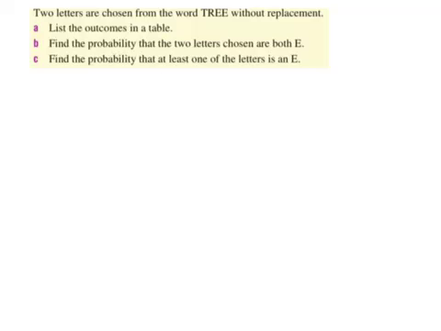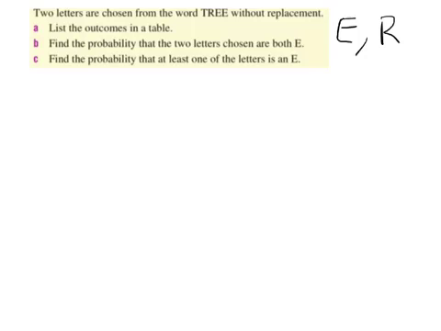Okay, so in this question, two letters are chosen from the word tree without replacement. So what that essentially means is if we have a sack that has wooden letters in it with T, R, E and E inside there, or maybe a Scrabble bag or something, and we were to pick out a letter, we might be able to pick out the letter E, for instance, and then we'd pick out a second letter and we would pick out, let's say, an R.